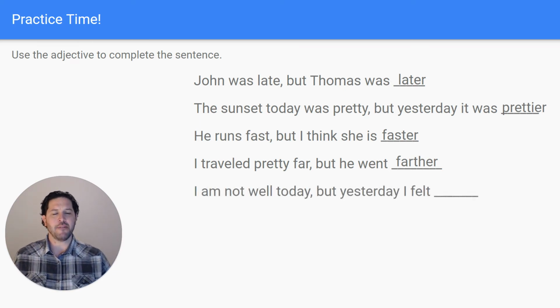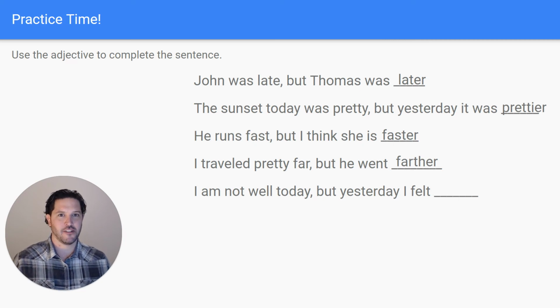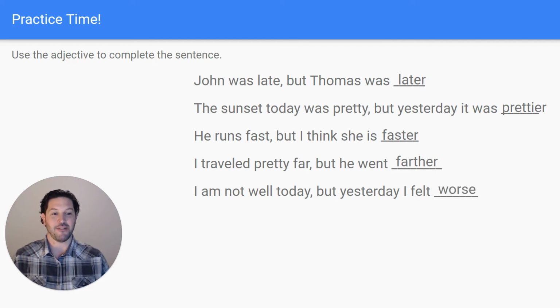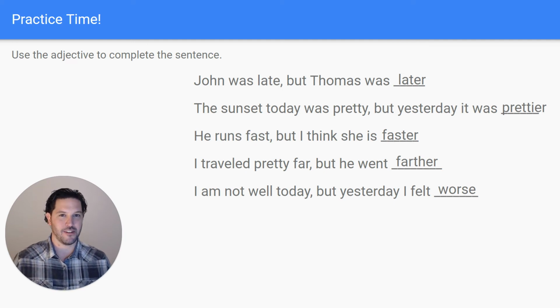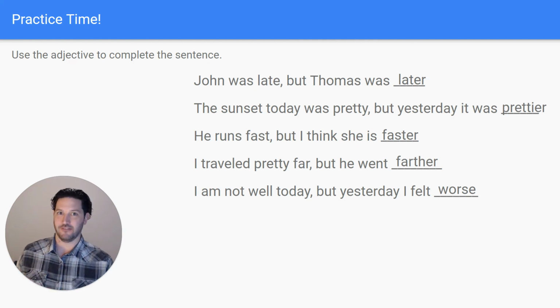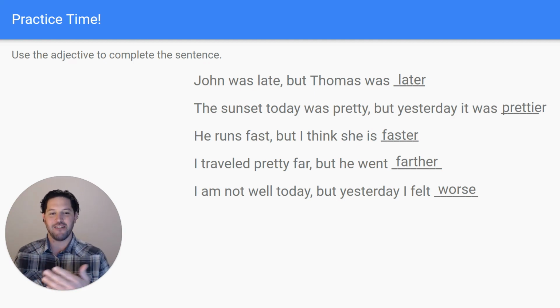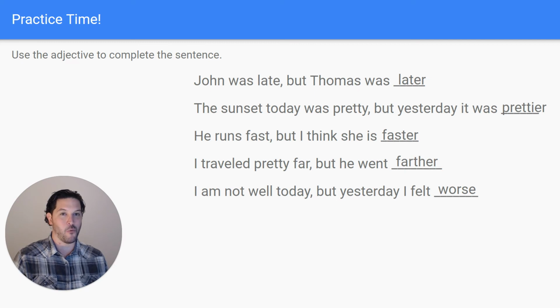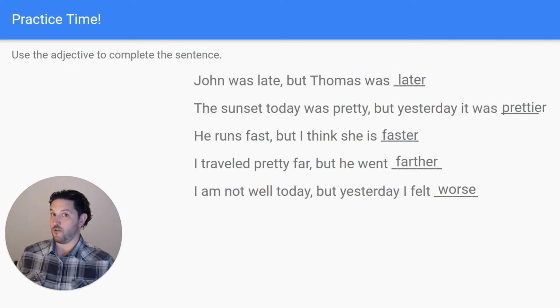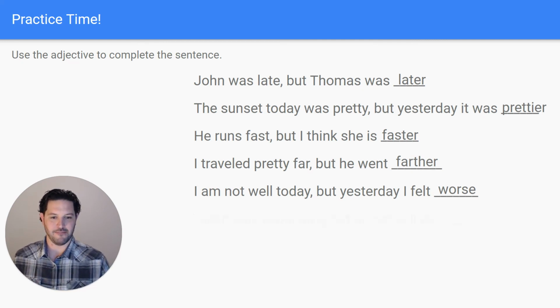All right, I am not well, but yesterday I felt... Okay, hold on here. So there are two possible answers here. I hope you got this one. I hope you said, I'm not well today, but yesterday I felt worse. It means that yesterday was bad. Today is a little better. Okay. Now you could say I'm not well today, but yesterday I was better. That means yesterday you were okay, but today you're not okay. So those are two different ways to use that.